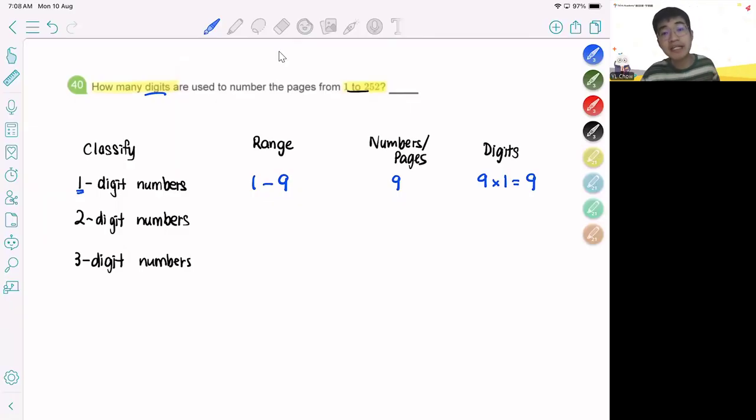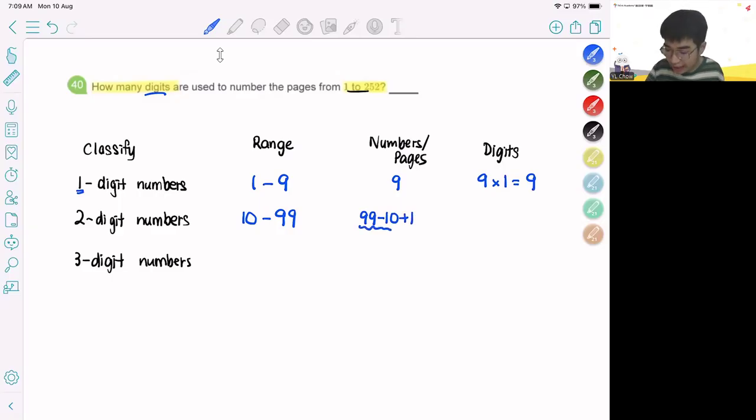Now let's move on to our next group, right? Two-digit numbers. How many two-digit numbers are there? We first find the range, right? After 9, the next number is 10, and 10 to 99 are all my consecutive two-digit numbers. Please make sure you know the formula for it. To find how many consecutive numbers there are, you take the ending number minus the starting number, and don't forget to plus 1, right? So that you include the start.